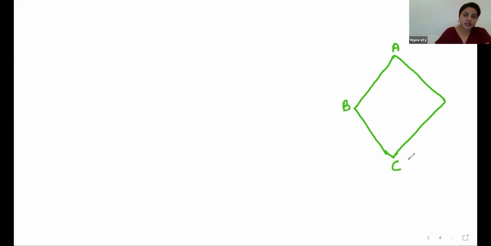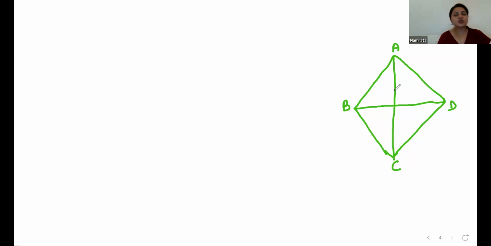So here it says we are having a rhombus ABCD. ABCD is a rhombus. Show that diagonal AC bisects angle A. We have to show that diagonal AC is bisecting angle A as well as angle C. So this diagonal AC in this rhombus is bisecting angle A and C. That we have to show.